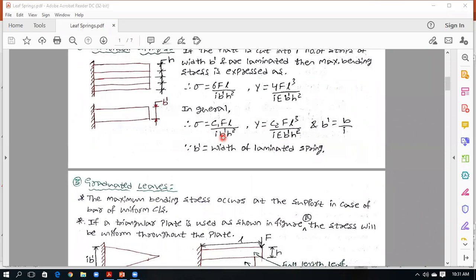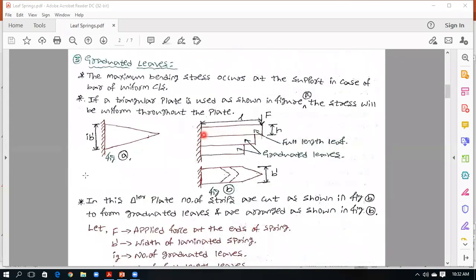Here you can see that the thickness h is the same and b dash is the same. Whatever your friend has asked, whether the thickness and width are the same or different for graduated leaves and full length leaves, it will be the same. Otherwise, you could have written h of f for full length leaves and h of g. Here the thickness is the same and the width is also the same. Only the force and the number of leaves will be different, because the force acting is different. Obviously the stress will be different. That's why here I will take it as graduated leaves.